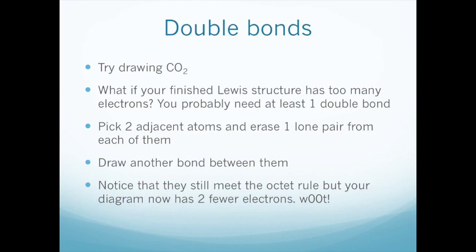So, in general, if you erase a lone pair from each of two adjacent atoms and draw a bond between them, that will account for 2 electrons. Now, it's important to remember that each atom still meets the octet rule, but when you draw a double bond, or when you draw a second bond, that reduces the number of electrons in the diagram by 2.